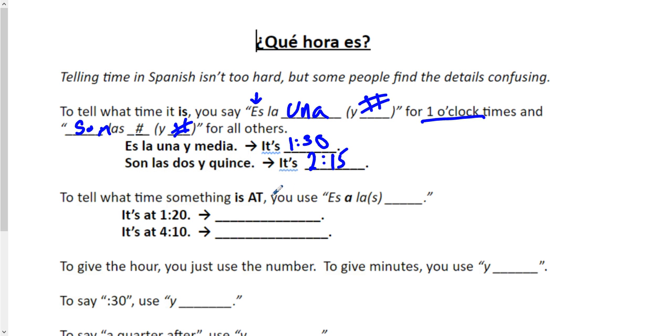To tell what time something is at, you do es, there's that for at, if you remember the que hora. La if it's 1 o'clock, las if it's more than 1 o'clock, and then the time. That hashtag isn't just for the internet, it also means number. It's at 1:20. So we would say es, it's 1 o'clock, so we're going to say la. Una. And then we have minutes, so we're going to say e. And then the number of minutes is 20.